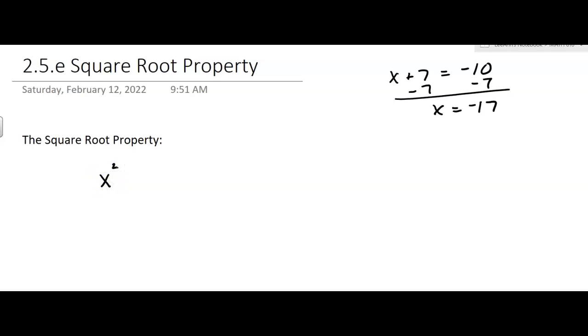Okay, with the square root property, what we say is, if you have a variable squared, like x squared equals a, you're allowed to take the square root of both sides. So I'm allowed to say the square root of this side equals the square root of this side, except there's one little catch. If I had x squared equals 16, well, 4 works, right? And that's the square root of 16. But also negative 4 works.